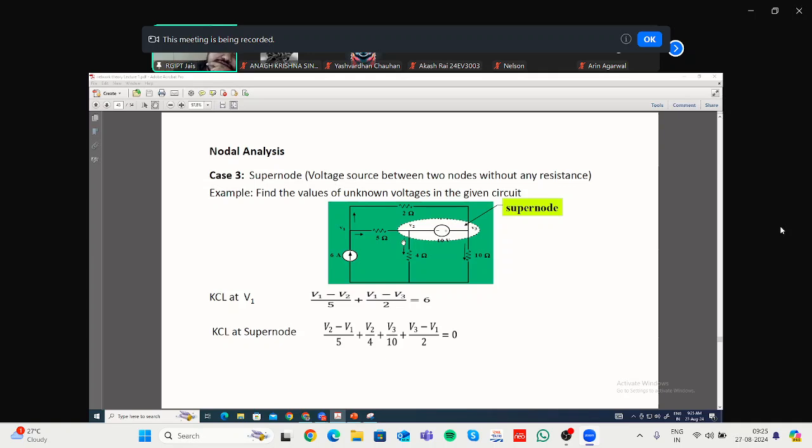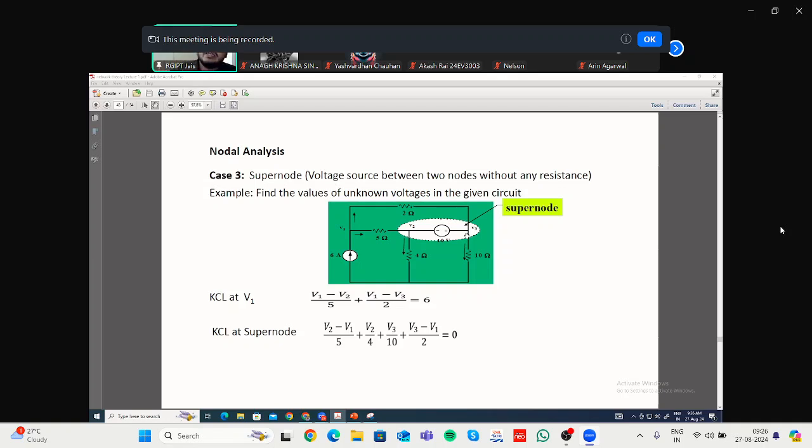This is a direct connection, and there is a voltage source. If the voltage source was not there, then the second and third nodes would be a single node. But now both cases are not applicable. You cannot consider the second and third as the same node, because there is a voltage source in between them. And you also cannot find out the current flowing through the branch between the second and third node, because there is no resistance. How will you write the equation?